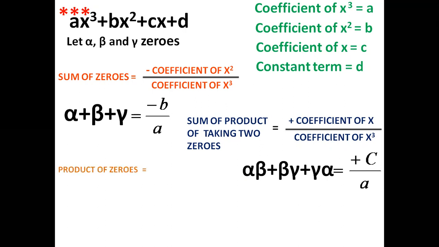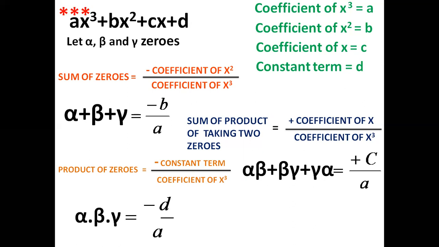And the product of zeros is equal to, the formula is minus constant term by coefficient of x cube. Here the product of zeros alpha into beta into gamma is equal to minus constant term, which is d, by a. So you have to remember this, I already told this.